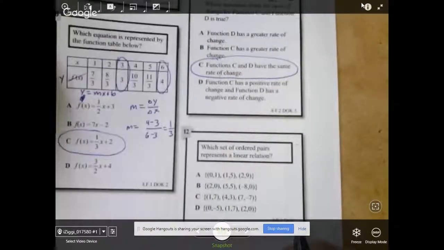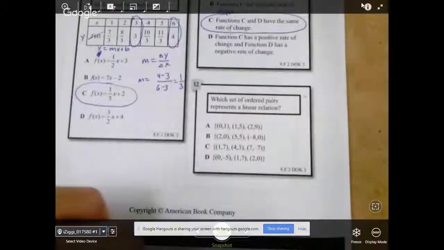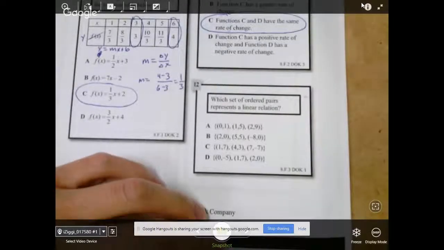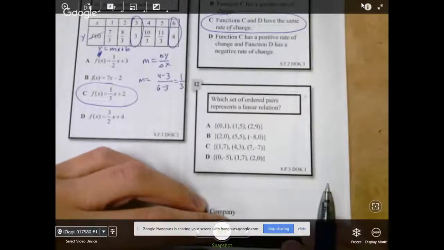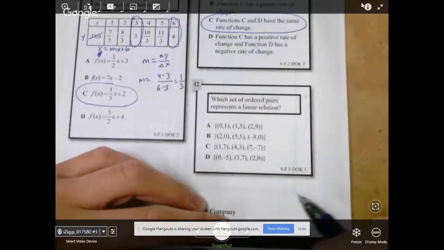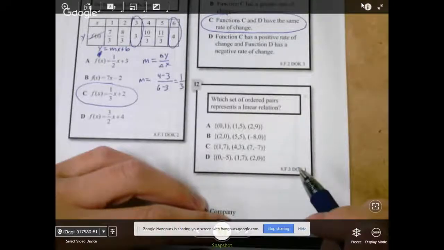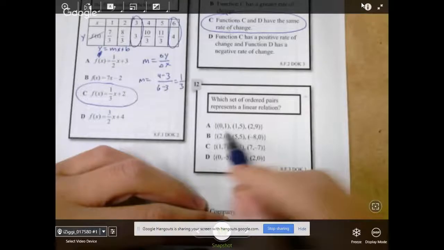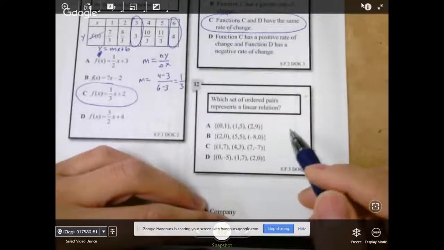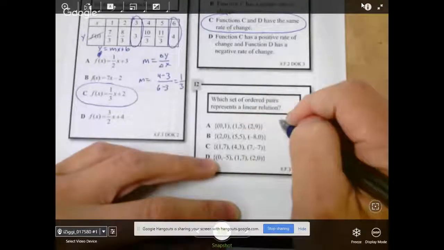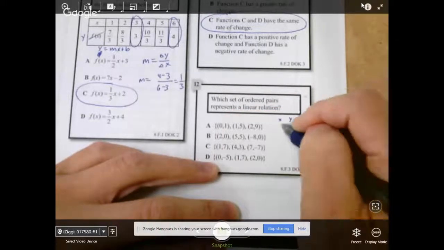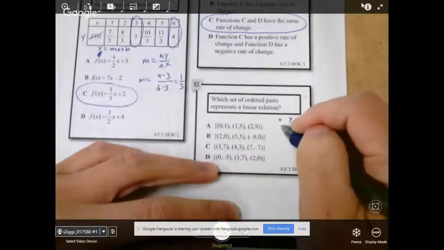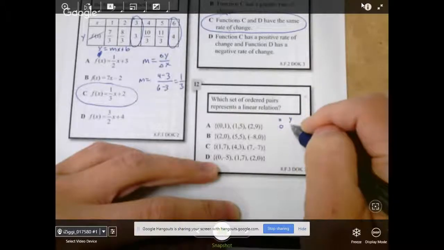For a linear function, the slope has to be the same all throughout. So you have to test the change in y and the change in x for all of these. Let's just test out A first. I'm going to check option A here. Here's the x, here's the y. If you need to make a table out of it, go ahead. 0, 1, and then 1, 5, and then 2, 9.